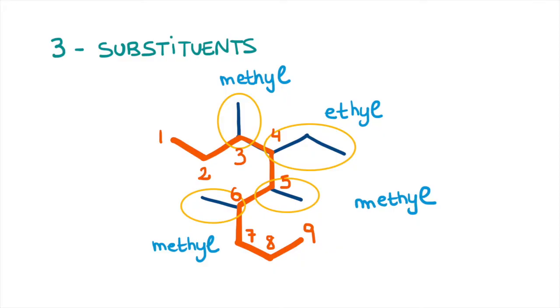The next step is to indicate where our substituents are. There is one at 3-methyl, 4-ethyl, 5-methyl, and 6-methyl.